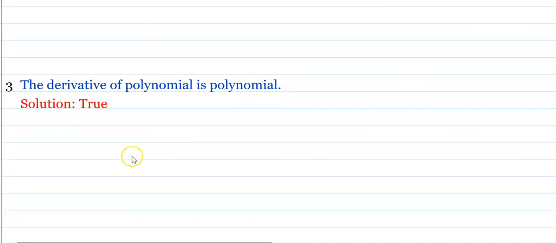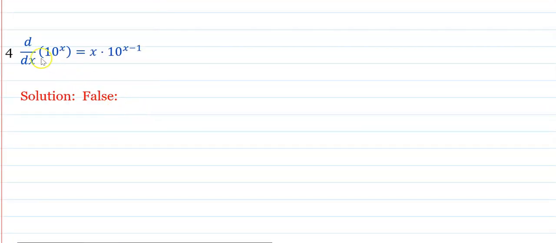Okay. Now the next question. The derivative of a polynomial is a polynomial. If you take any polynomial and find its derivative, you will get a polynomial. This is true. Next, d/dx of 10 raised to x is again x into 10 raised to x minus 1. This is again false. What is the derivative of 10 raised to x? The derivative of 10 raised to x is 10 raised to x into log of 10. Okay. Therefore, this is false.